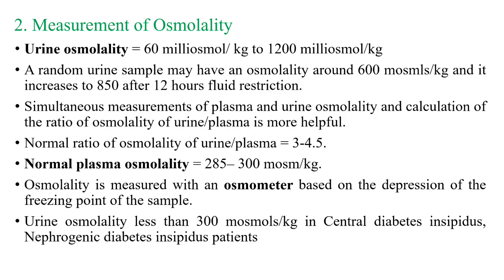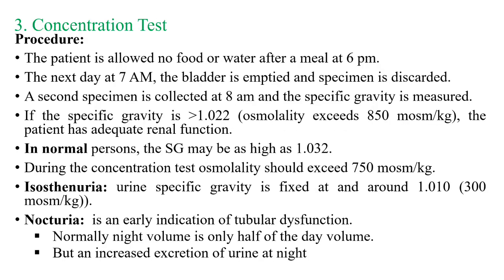So for measurement of osmolality, we will write the normal value of urine osmolality, plasma osmolality and random sample osmolality, and the decreased osmolality in diabetes insipidus, in central diabetes insipidus or nephrogenic diabetes insipidus.